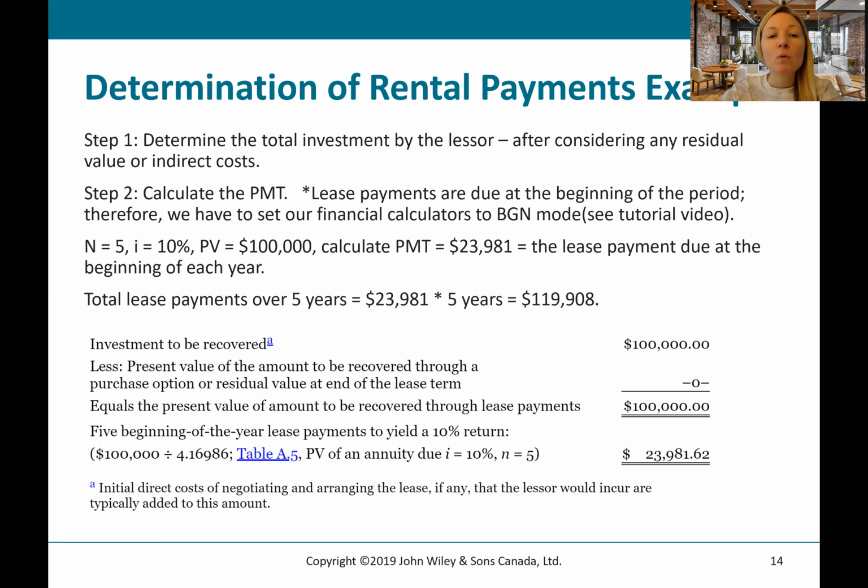So the lease payments over 5 years, what are the total lease payments? Well, we're going to take that annual payment and multiply it by 5 years. So the lessor will get a payment of $119,908.